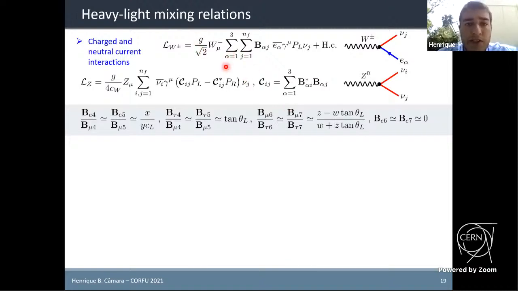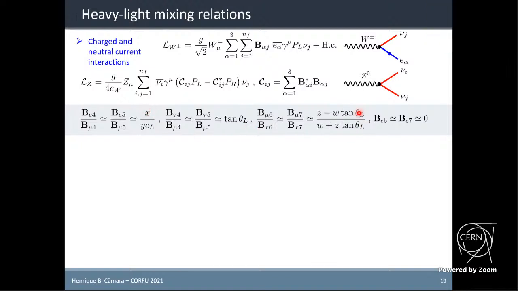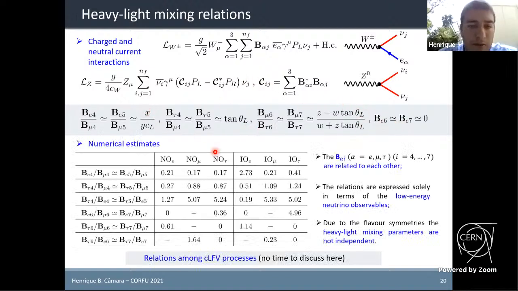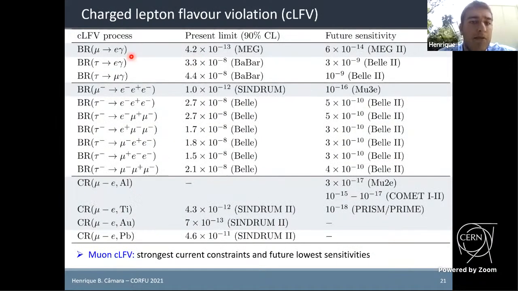Another consequence of abelian flavor symmetries is that they will lead to relations between the heavy-light mixing parameters, which are encoded in these B matrix elements that appear in the charged current as well as the neutral current interactions. The relations between the heavy-light mixing parameters are entirely written in terms of the oscillation observables. And using best fit values for them, we can obtain these numerical estimates shown in this table. This allowed us during our analysis to establish relations between muon and tau charged lepton flavor violating decays. However, during this talk, we are solely going to focus on muon charged lepton flavor violation, and more specifically on the mu to e gamma, mu to 3e, and mu-e conversion in aluminium, titanium, and gold processes. Notice that muon charged lepton flavor violation presents the most stringent current bounds, as well as the lowest future projected sensitivities. We are going to include experiments such as MEG, Mu3e, Mu2e, COMET, etc.